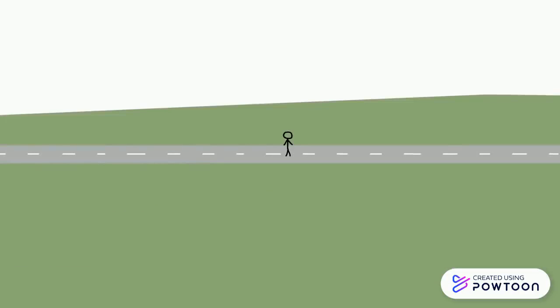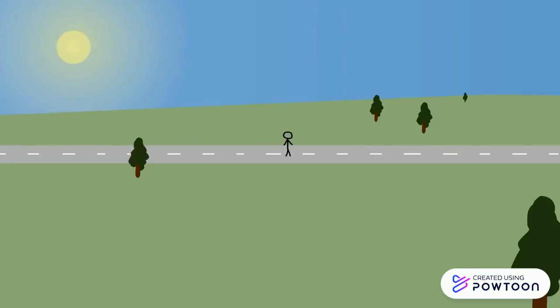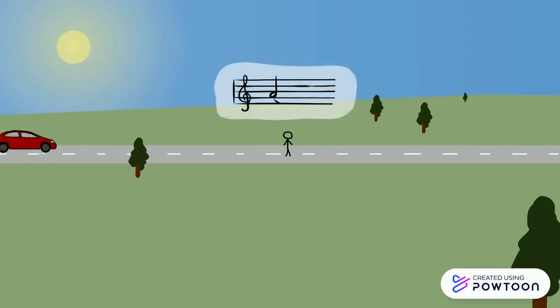So let's say you are standing in the middle of a road. That's you, and a car drives past you very fast. As it does so, it honks its horn, because you're standing in the middle of the road. The horn to you might sound something like this.